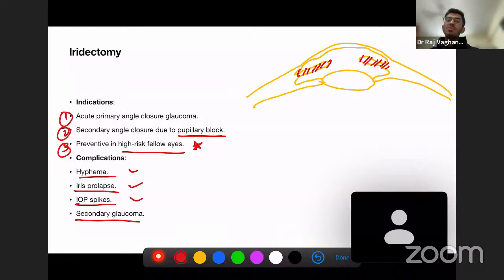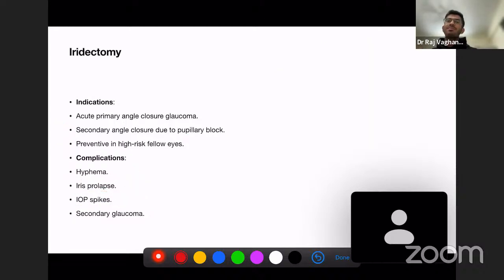Okay, IOP spikes means IOP can further increase more than its original value. There can be secondary glaucoma due to the cutting of the iris or taking out of the iris. So these are the complications that can result as a complication of iridectomy. So these are the indications and complications of iridectomy.